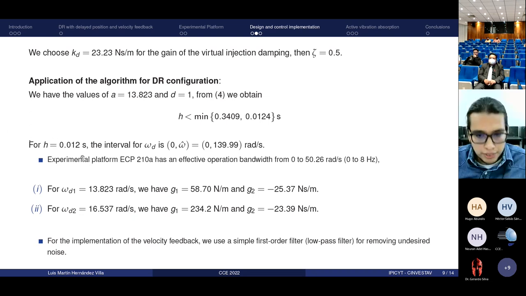And for the experimental validation of the DR, we perform 2 different experiments. For the first experiment, we select this oscillating frequency and obtain these feedback gains. As we mentioned previously, we can change this oscillation frequency only by changing the feedback gains. So we realize a second experiment now for this oscillation frequency, and we have the feedback gains respectively. And another remark: for the implementation of the velocity feedback, we use a low pass filter for removing the undesired noises.